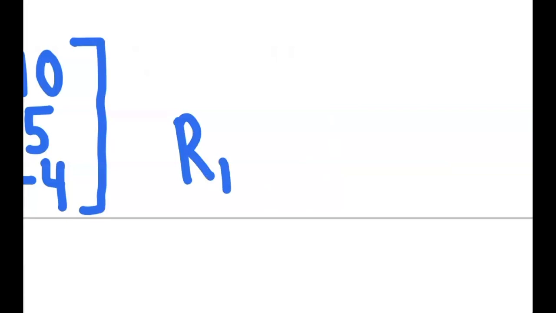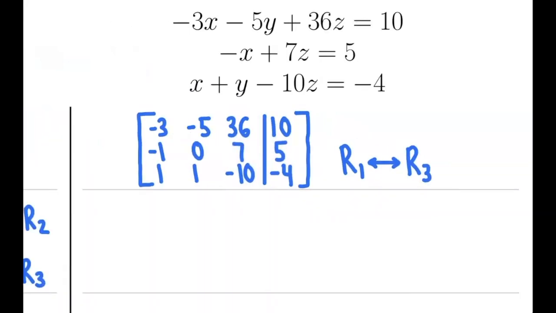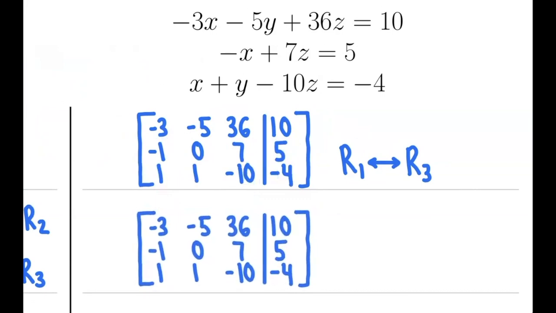Swapping is the elementary row operation that's easiest to forget, I think. Yes, that's true. It's arbitrary what order you write these equations in, so why not swap the rows? That's right.